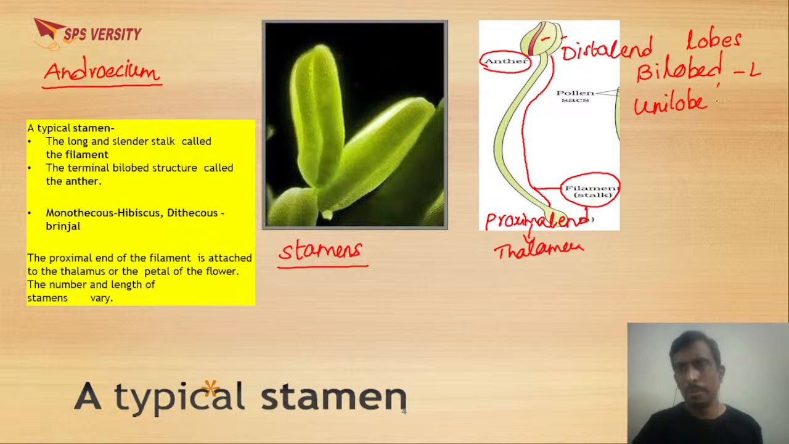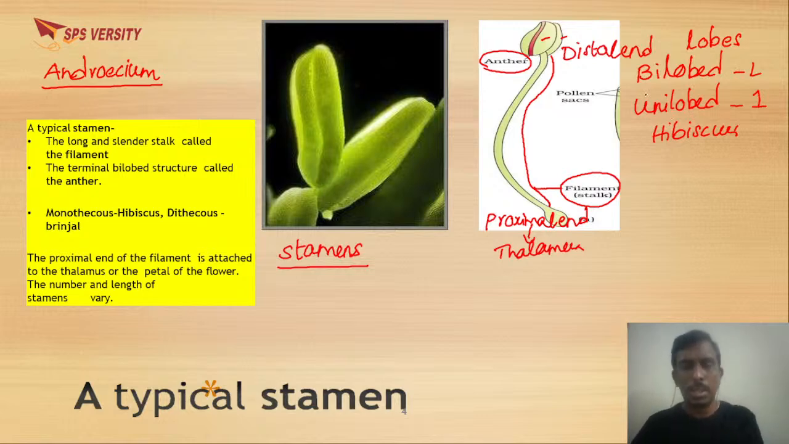In most of the flowering plants, there are two lobes, and in very few plants there is only one lobe, that is called unilobe. In plants like hibiscus, we can see unilobe anther, where there is only one lobe.